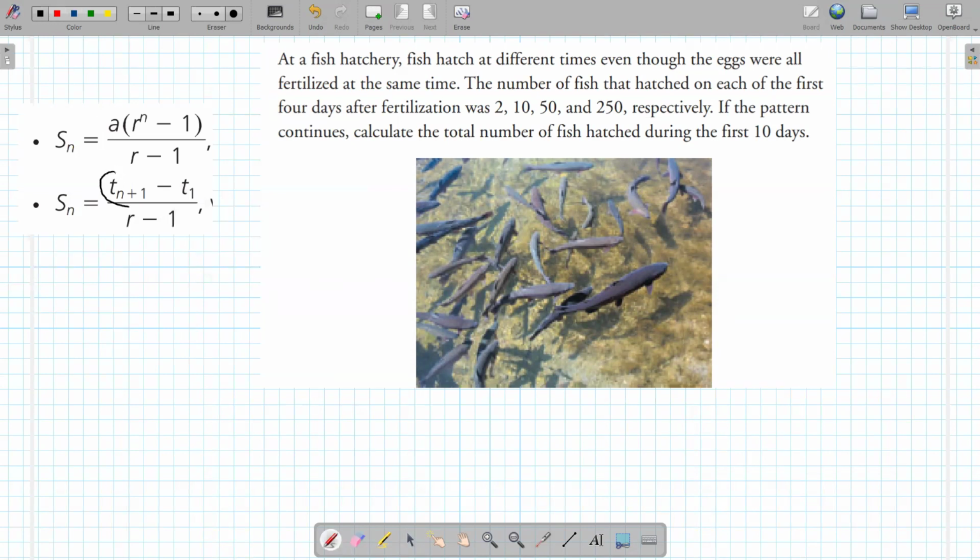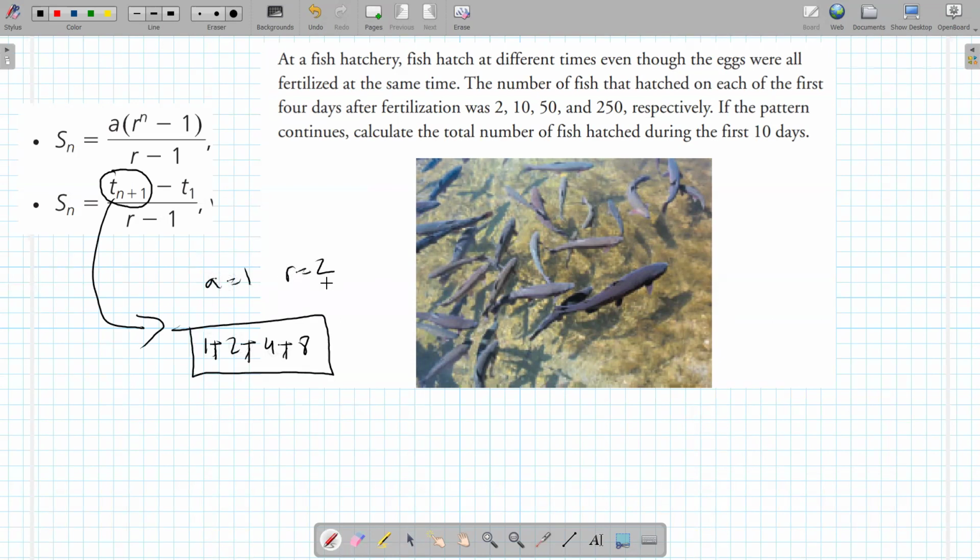Now this is going to be super confusing to think about. Let me explain to you what Tn plus 1 is. Your series is 1, 2, 4, 8. Let's say there are 4 numbers in your series. A is 1, R is 2. Remember, R is just T2 over T1. The common ratio is what R is. So here R is 2.